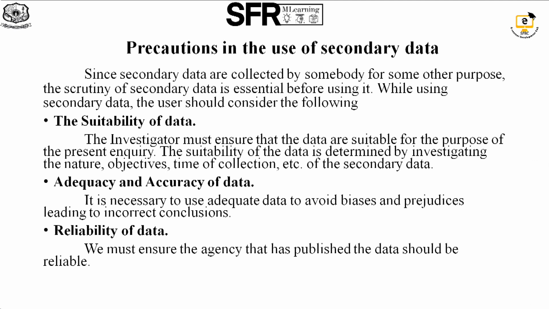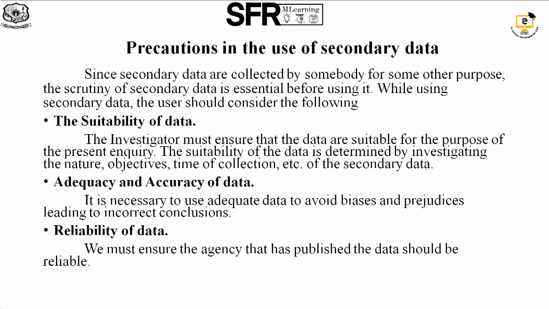Next, what are the precautions? Because we have to get data from another source, that source must be testable, and only then is the data valid. If the publications, institutions or sources are not trustworthy and reliable, they may give dangerous data, right? Since secondary data are collected by somebody else for some other purpose, scrutiny of secondary data is essential before using it. While using secondary data, the user should consider the following.